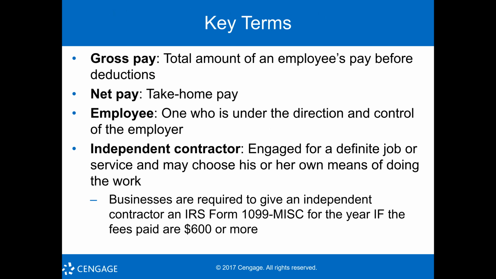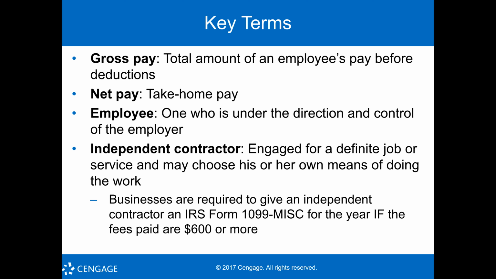So some of the key terms that we're going to be talking about: gross pay, net pay, employee versus independent contractor. So again, gross pay is the total amount that we've earned before deductions, right? So gross pay is what we earn. So just to use a simple example, if we make $10 an hour and we work 40 hours a week, our gross pay, $10 an hour times 40 hours a week, our gross pay is $400, right? So that's just a simple example.